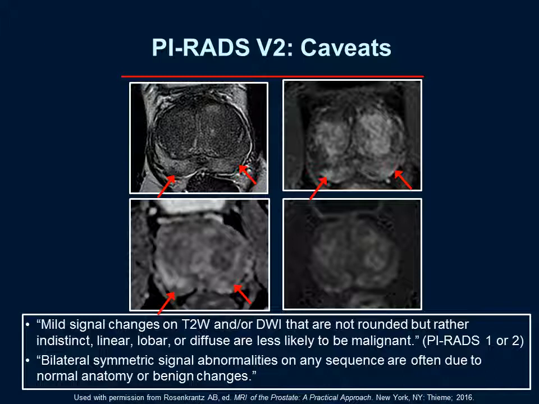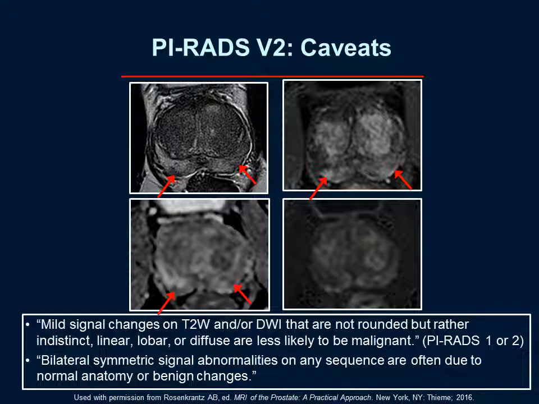These next set of slides get really important. PI-RADS version 2 gives a number of caveats to guide us in interpretation. It warns us that we have to not be overly dogmatic in applying the criteria, but to be aware of other confounders or potential mimics or pitfalls. And we're going to go through a number of these.